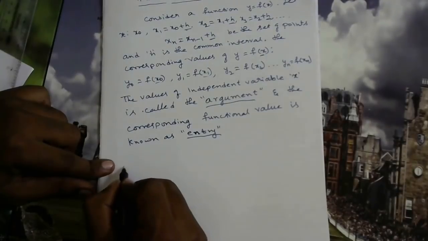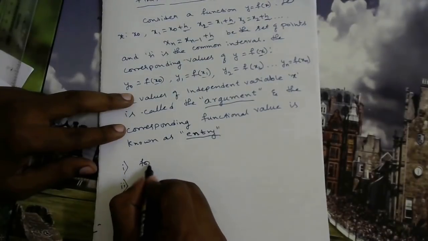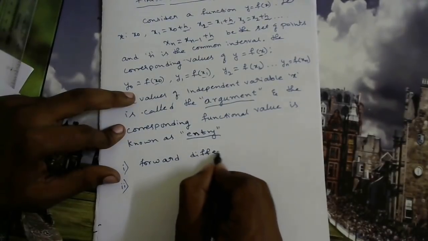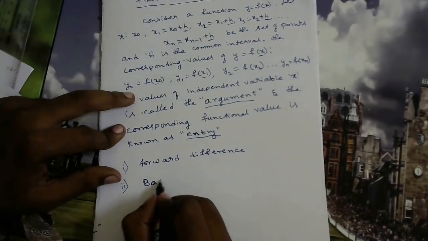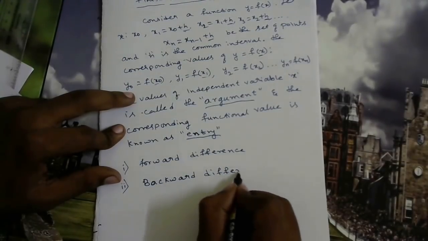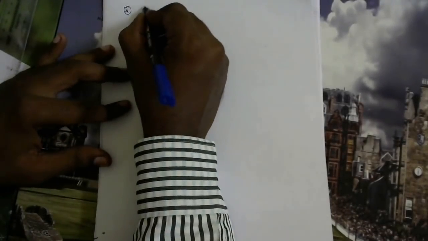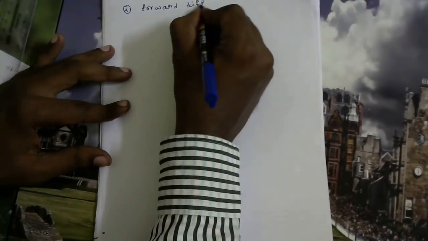Next, here in finite difference you will get two types. One is forward difference and another one is backward difference. Now I will talk about forward difference. First one, forward difference.